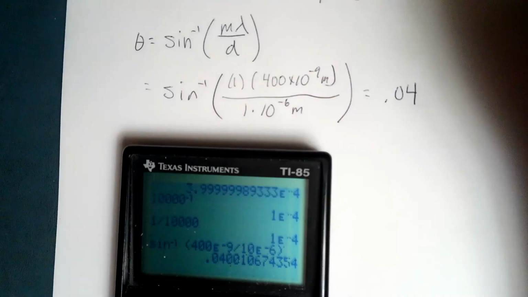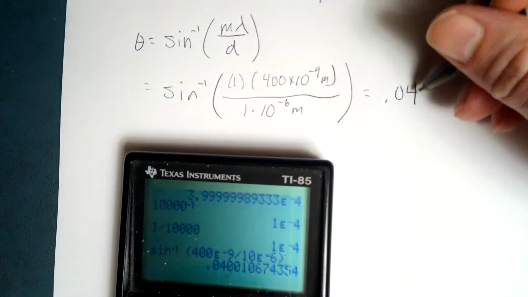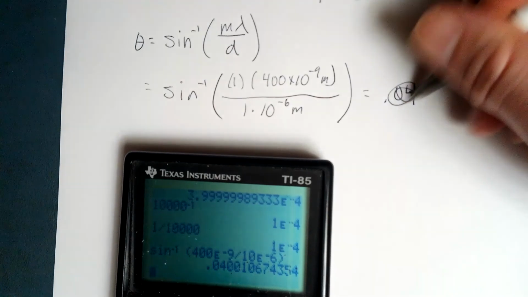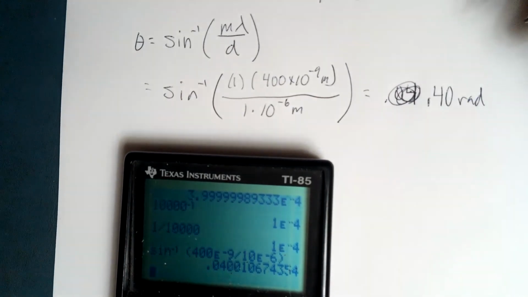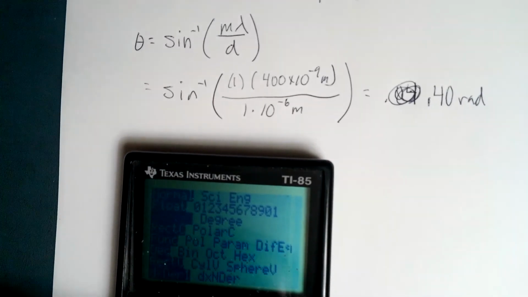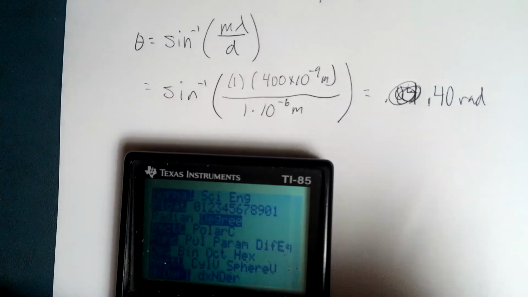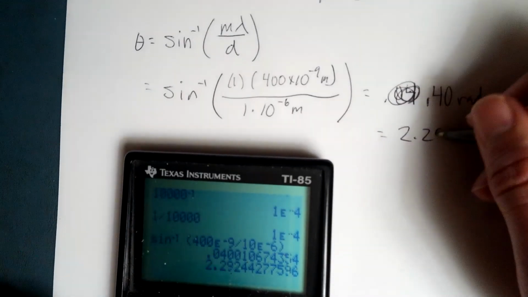I think I put something in wrong here. Yeah, I put 10, so this would actually be just 0.4. And that's good enough, that's in radians, if you want to give your answer in radians. Or we can redo the same thing and get 2.29 degrees.